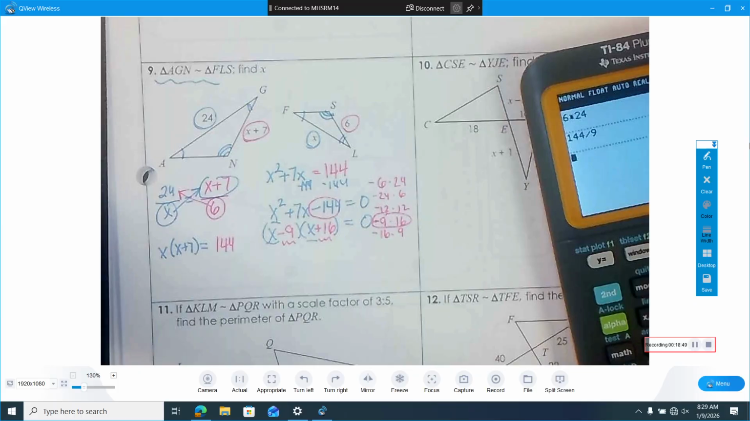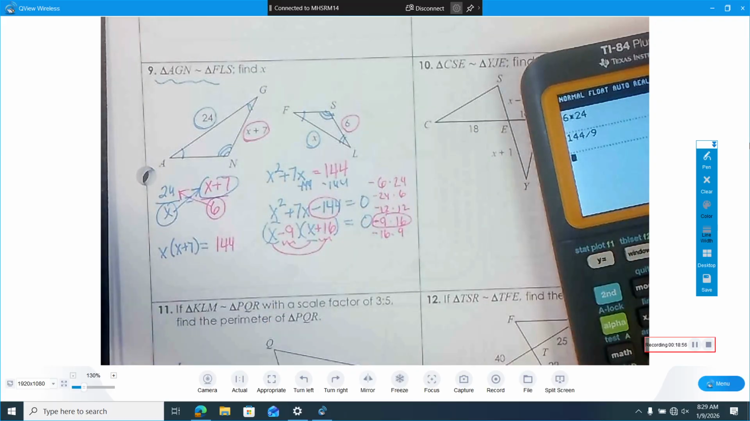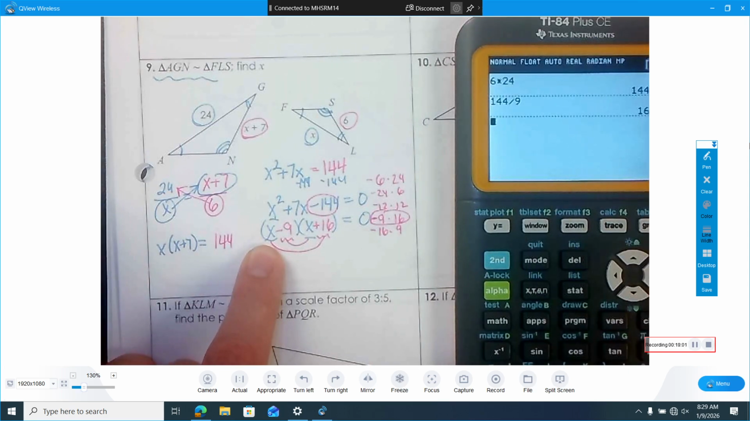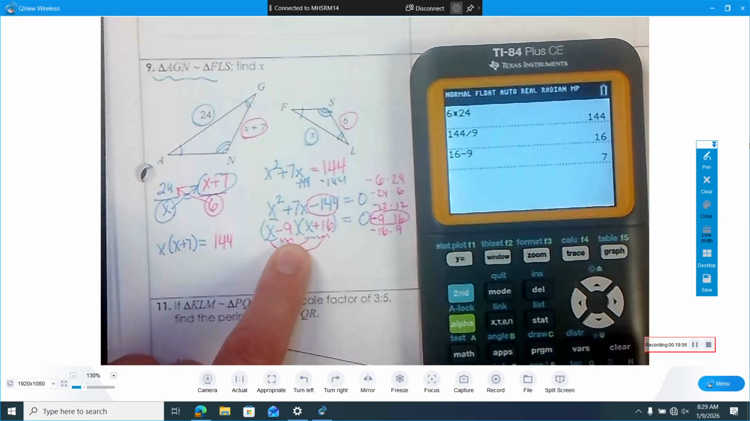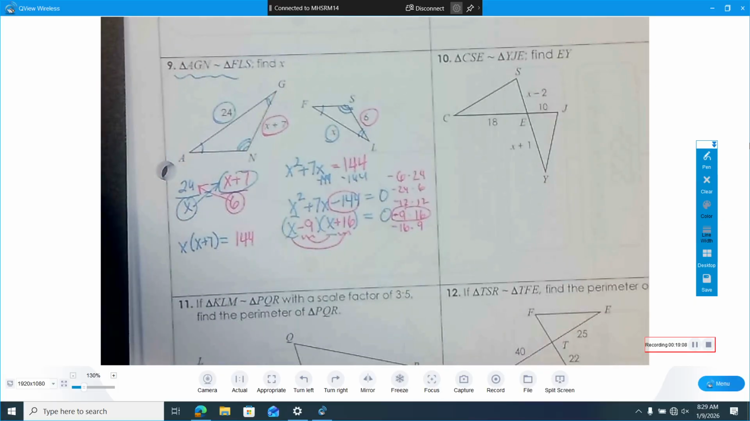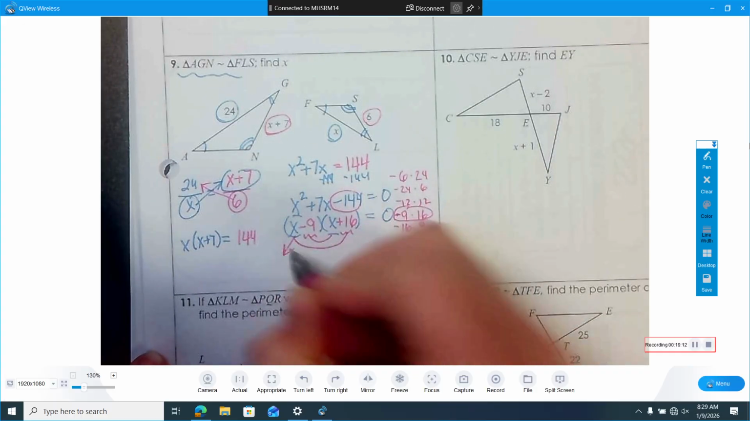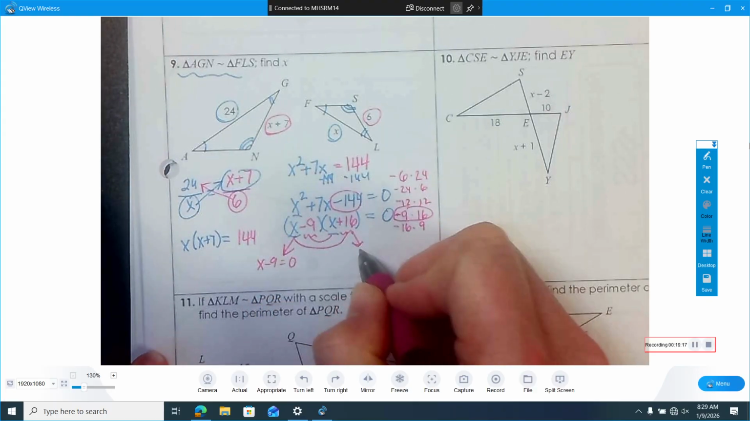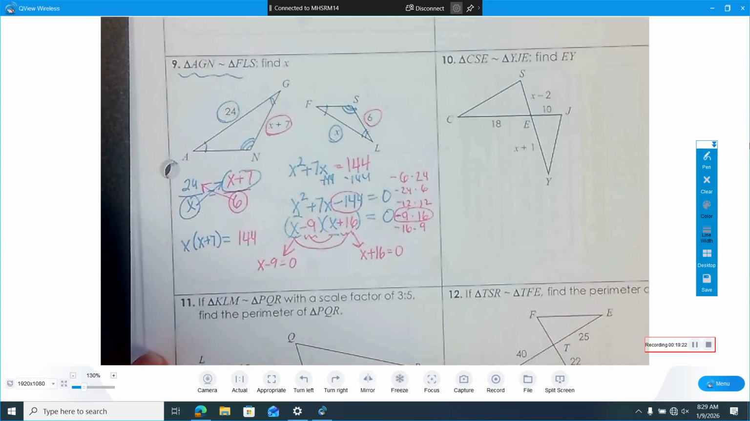How do we know we did it right? Yeah, they give us our positive 7. But yeah, check the outer and the inner products there. So that is the 16x and the negative 9x, and that gives us our 7x that we're looking for. So there we go. So now I've got my factors. I'm going to set each bubble equal to 0. So we get x minus 9 is equal to 0. X plus 16 is equal to 0. And that allows me to solve for the x's.